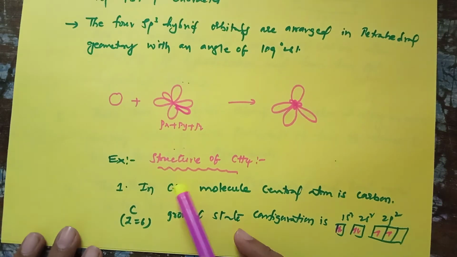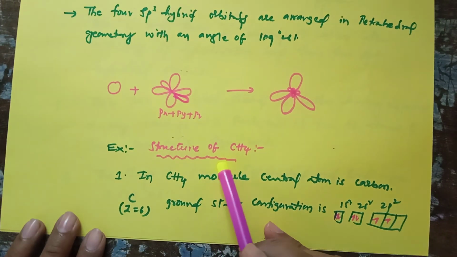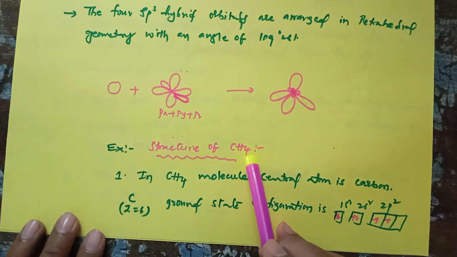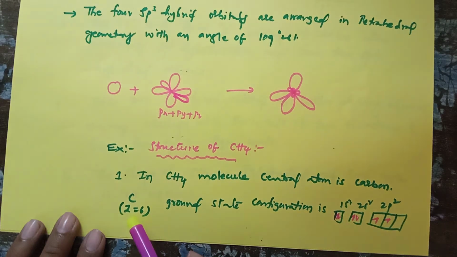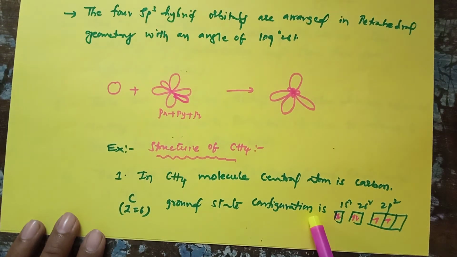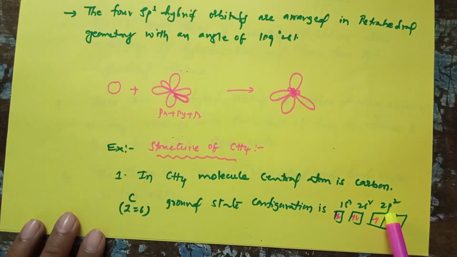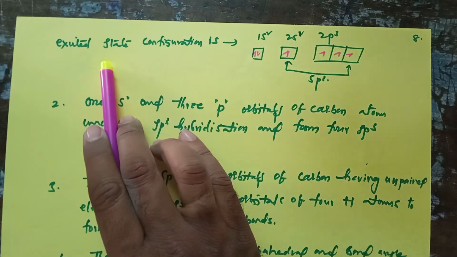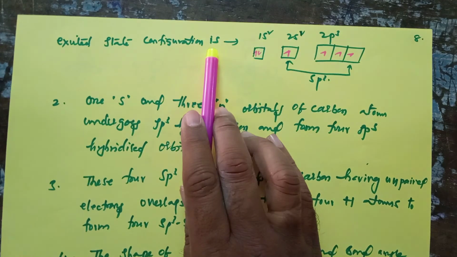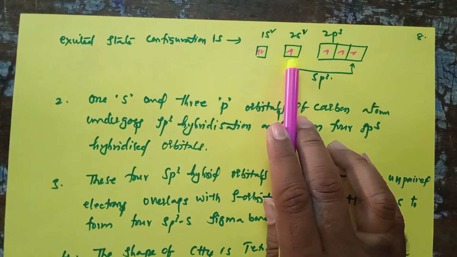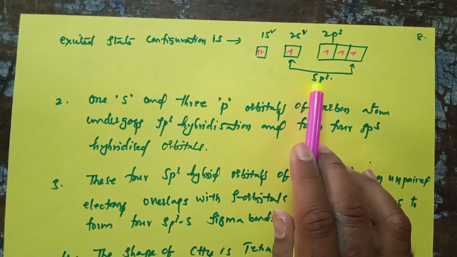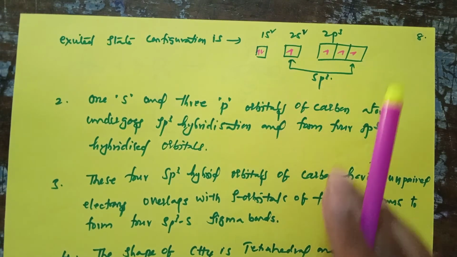The sp3 hybridization is explained by taking one example, methane. The formula is CH4. In the CH4 molecule, the central atom is carbon. With atomic number 6, the ground state electronic configuration of carbon is 1s2 2s2 2p2. In the excited state, the electronic configuration is 1s2 2s1 2p3. Here one s orbital and three p orbitals intermix, forming four sp3 hybrid orbitals.